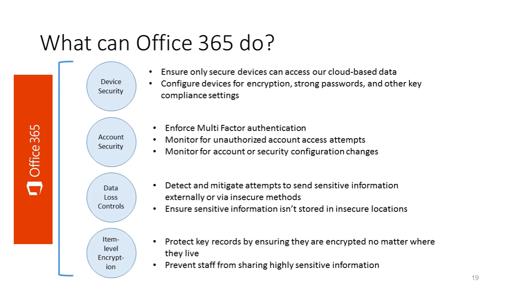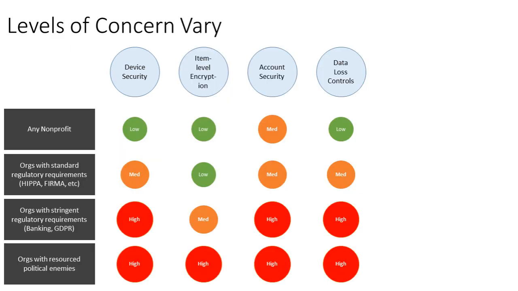Item level encryption means that we're using sensitivity controls on item level, so files, folders, etc., to make sure that information that's contained within that email message or that document is not allowed to be transferred outside of our organization. So this is what Office 365 can do, and these are how we're going to deal with the licensing to make sure that if you need this, it can be done with Office 365.